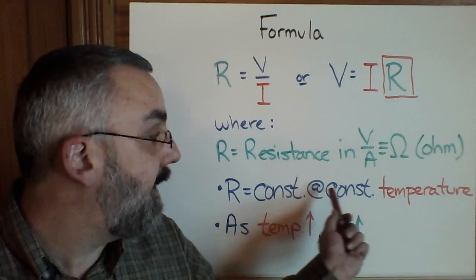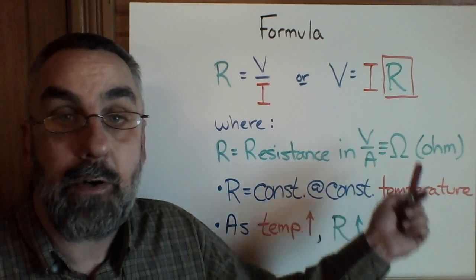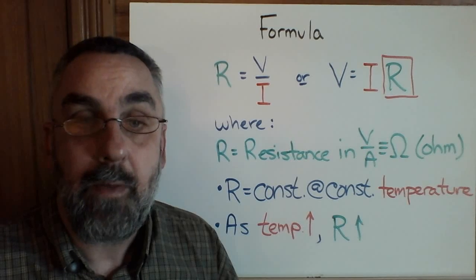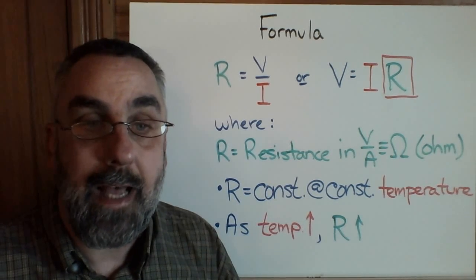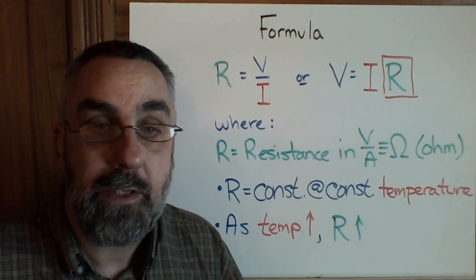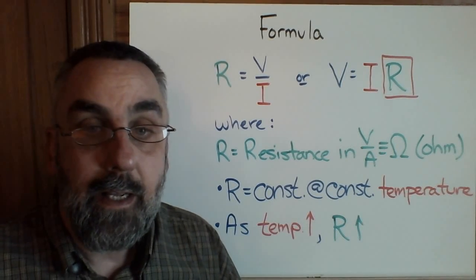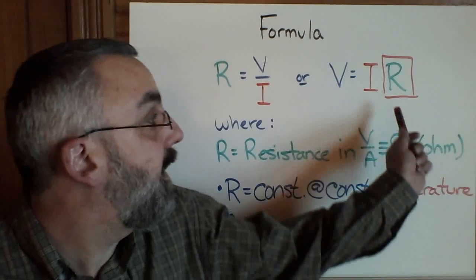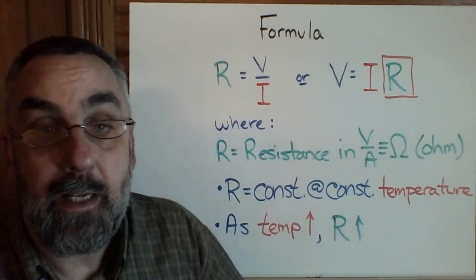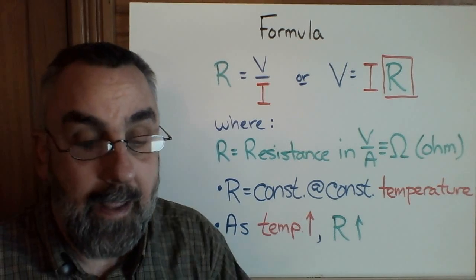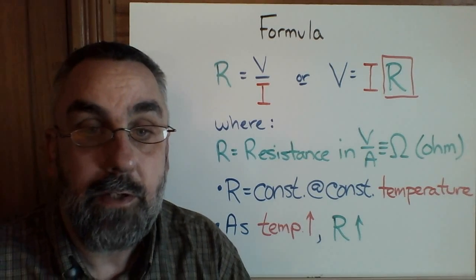Resistance is constant in these circuits at constant temperature. So we look at the formulas, we don't see any temperature dependence or temperature term. It's kind of complicated to put that in there, and it varies from material to material. So because you don't see it in there, the assumption that's being made is that temperature is being held constant, and therefore resistance is constant in that circuit. And then finally, you should have some idea, as temperature increases, resistance increases.